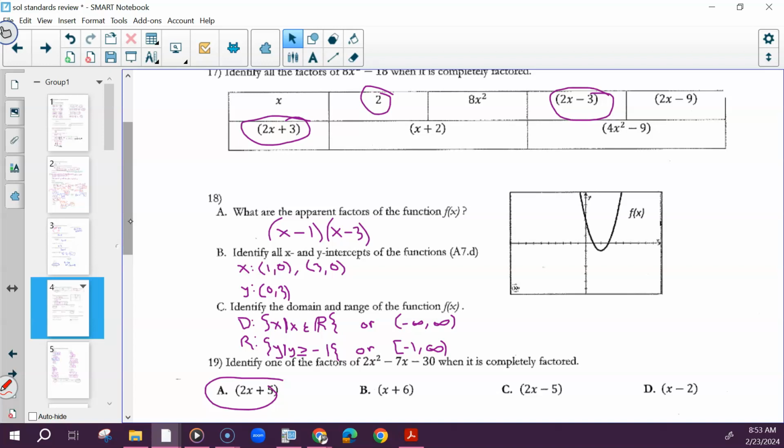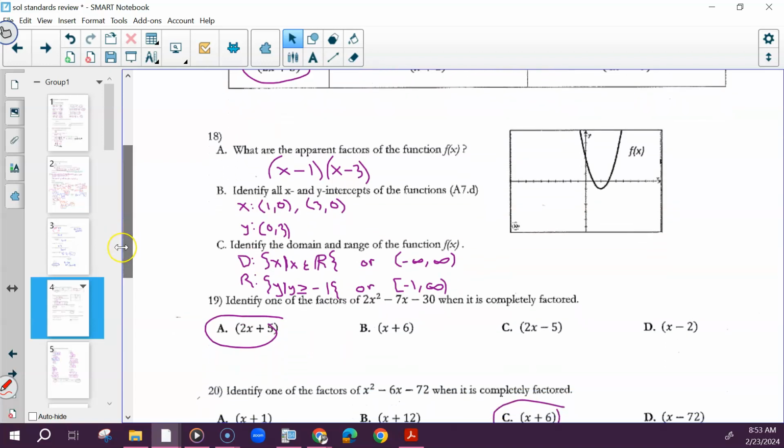And then this notation is weird, but just write it down. For 18C, domain, this is supposed to be a curly bracket. X, a line, this is a straight line. X, this is like a weird E, like a backwards 3. This is like a capital R with another line through it. And then curly brackets. Or, this should look familiar because we just did interval notation, negative infinity to infinity, both with parentheses. So this is something we're going to be talking about later.